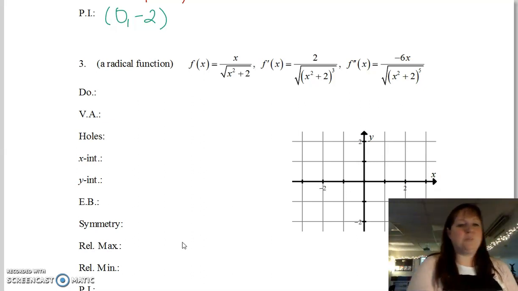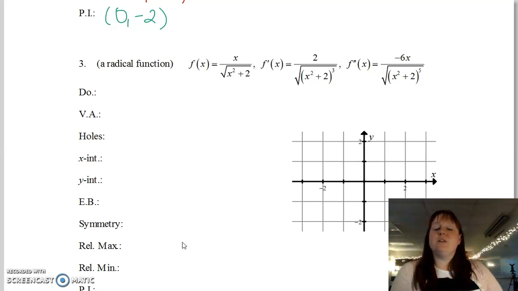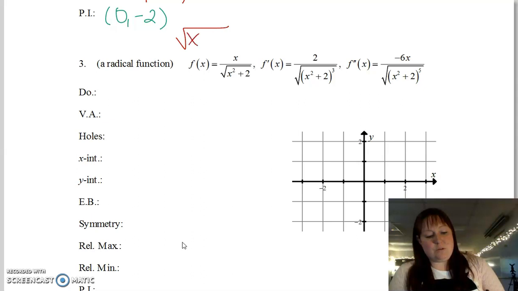Remember, we have domain restrictions anytime we do anything that's illegal in math. And the two things that are illegal is we can't divide by 0 and we can't take the square root of a negative number. So we look at this one and we say, okay, are there any domain restrictions? Well, for it to be dividing by 0, the denominator, square root x squared plus 2, would have to equal 0. So if we square both sides, we have x squared plus 2 equals 0. We subtract 2 from both sides, we have x squared equals negative 2.